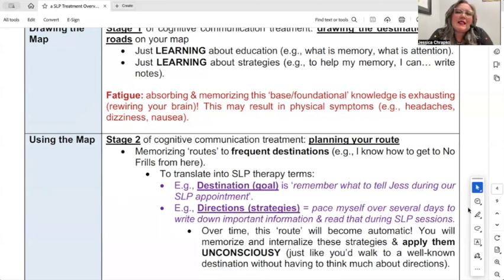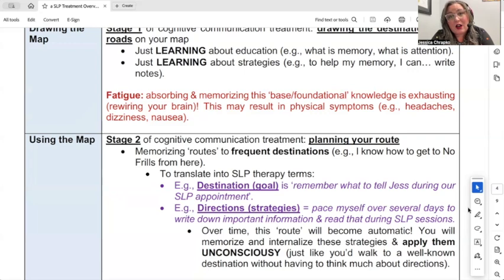Think about a place that you go to on the regular, whether it's work, school, grocery store, what have you. Do you need to read a map to get there? No. You've probably memorized it, right? Why? Because you've done it so often. That's exactly what we want to emulate here.